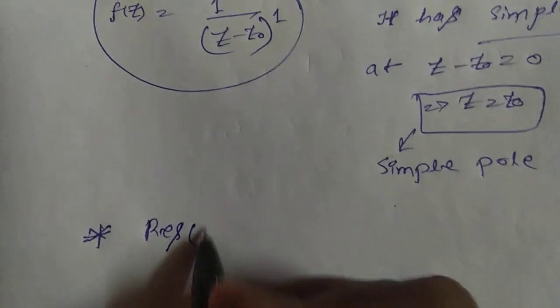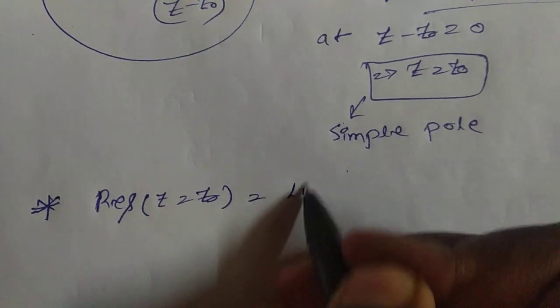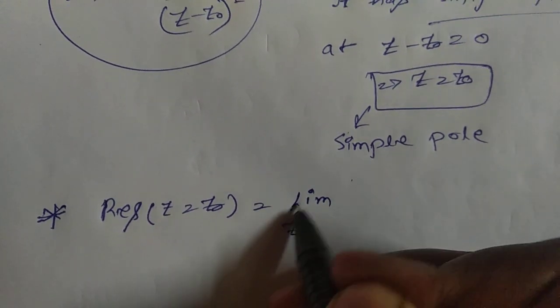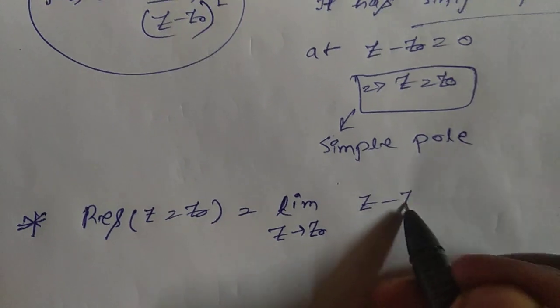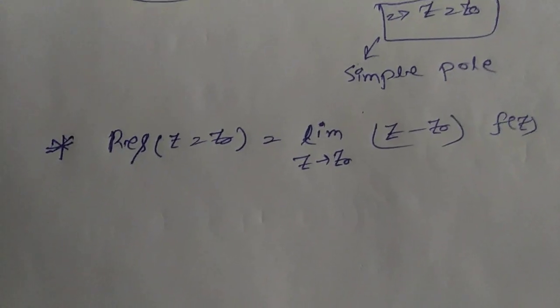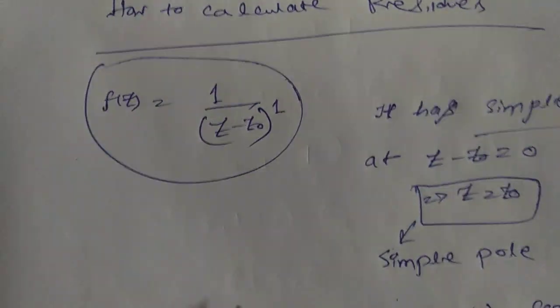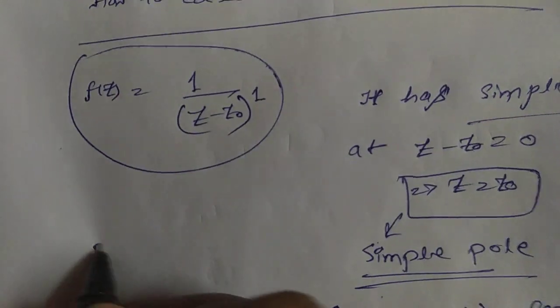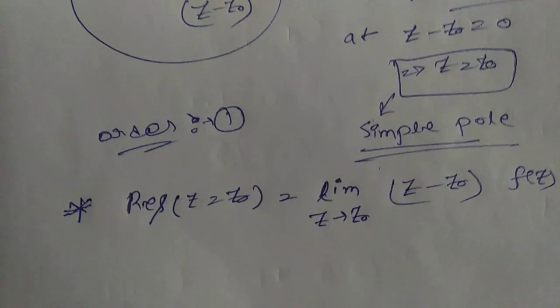residue at z equals z0 is the limit as z tends to z0 of (z minus z0) into f(z). Now you may say that this is for order 1, that is, it is a simple pole of order 1. Then what will be the residue for order n?